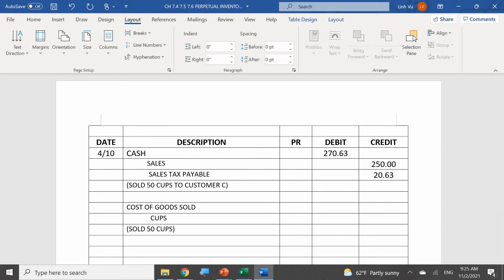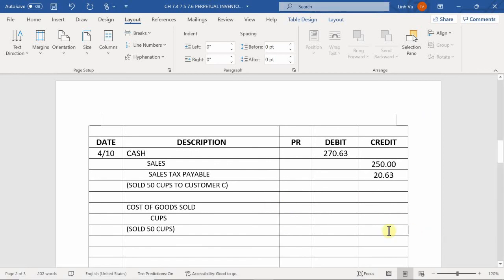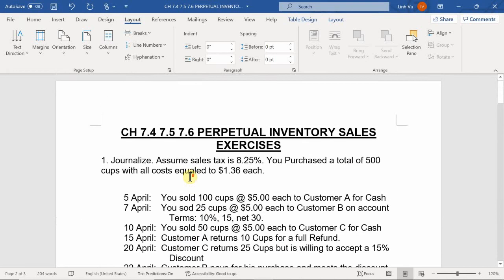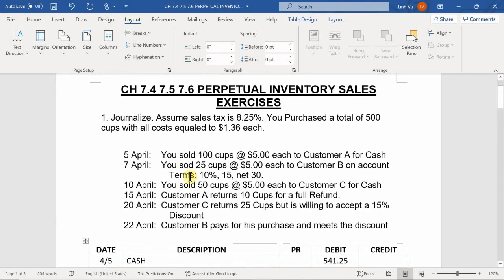So if it cost me $1.36 per cup times 50, because I sold 50 of them, how much is my total cost of goods sold? $68. Okay. So then let's see what happened next. Then it's April 15 and customer A decides to return 10 cups for a full refund.